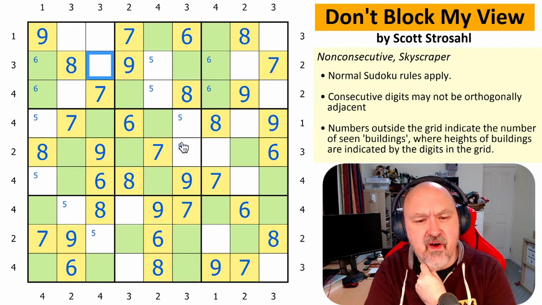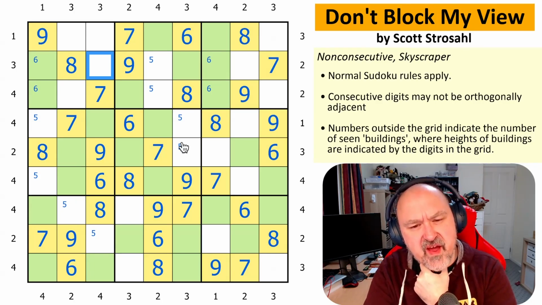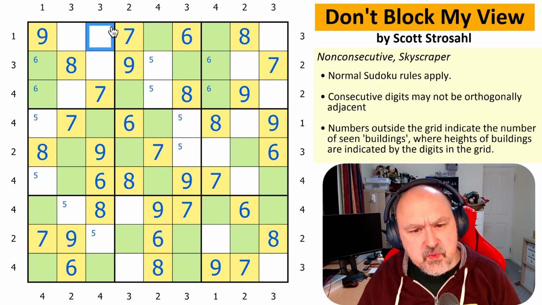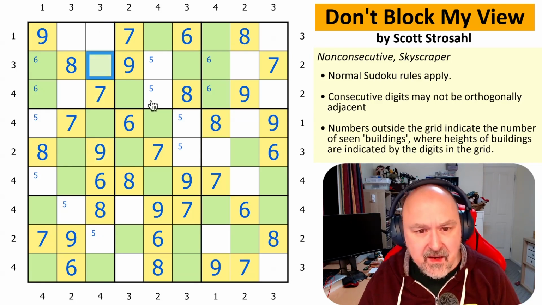Because if that is 5, now I've got to think about this the other way. Because if that is a 5, this would have to be lower than 5. And I'd go 1, 2, 3, 4, and that would break the 3 clue. That can't be a 5.